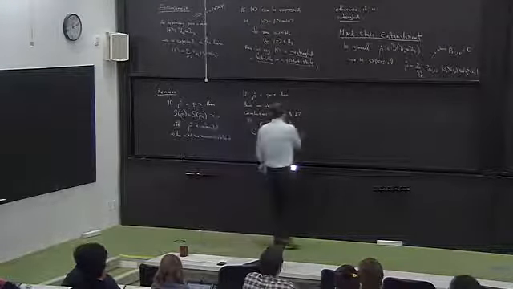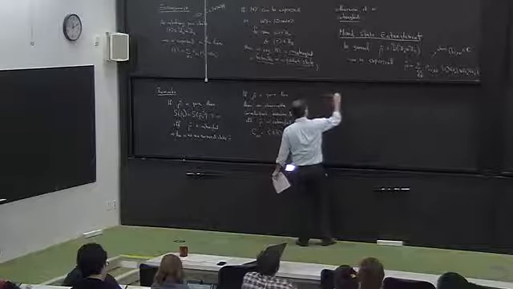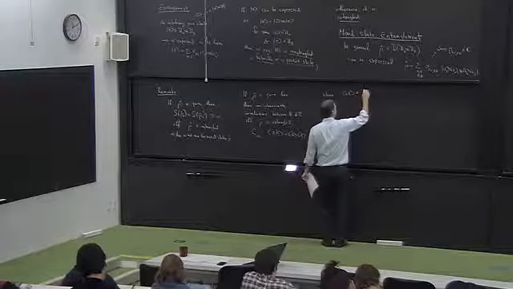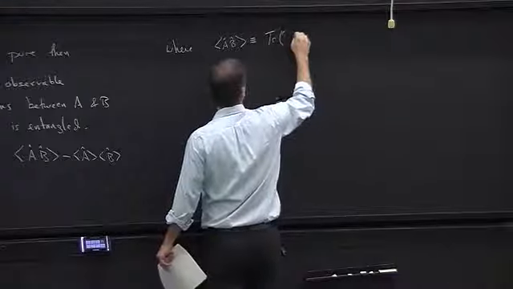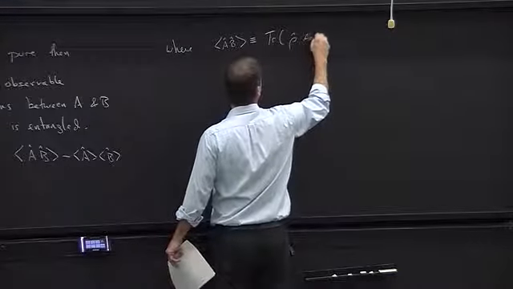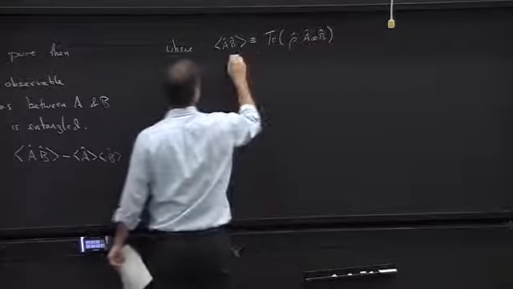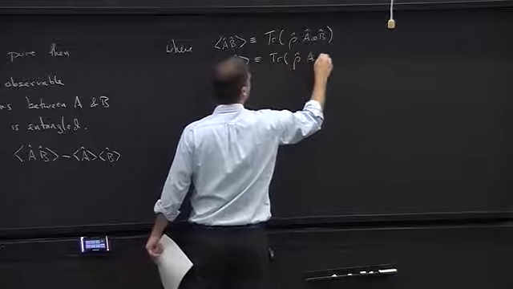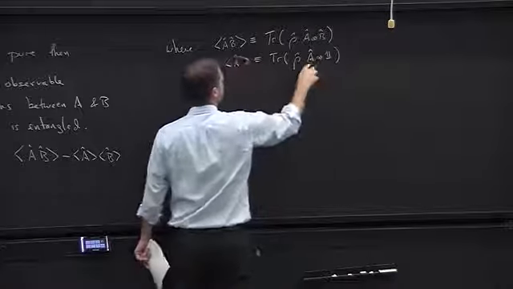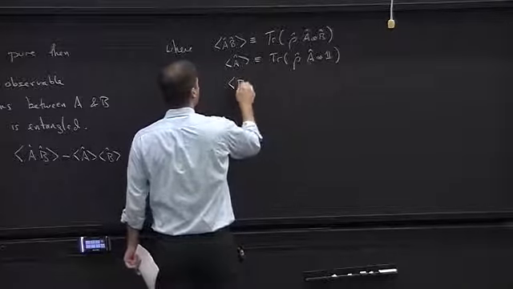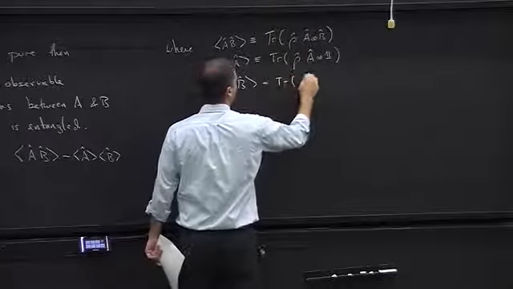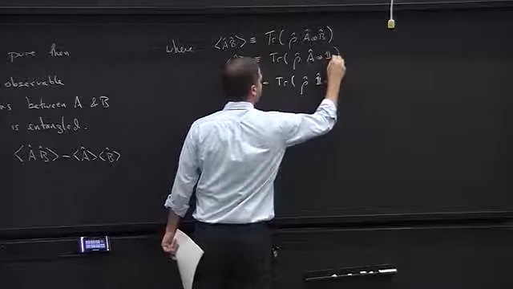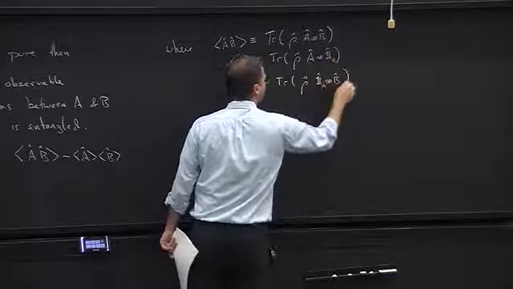So how do we calculate these things? Here, the expectation of AB is defined to be the trace of rho AB, and the expectation of A is just the trace of rho A tensor identity. Here I'm just measuring some property of A, and here I'm just measuring some property of B. So this is identity on B, and this is identity on A.